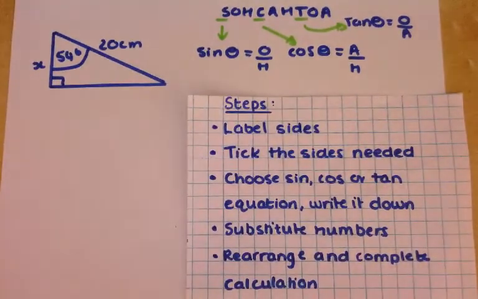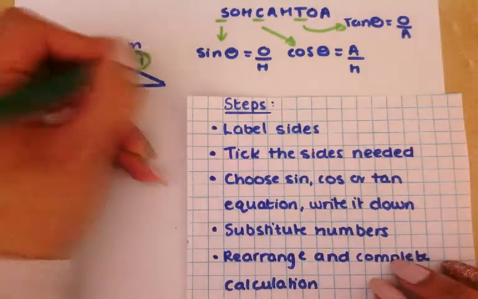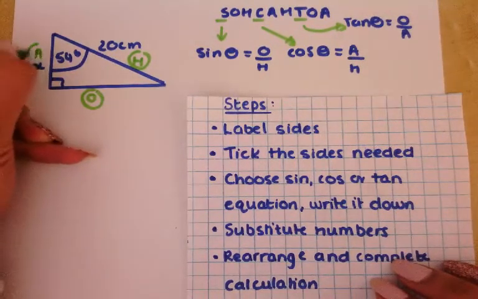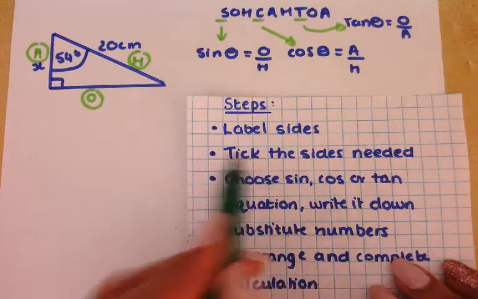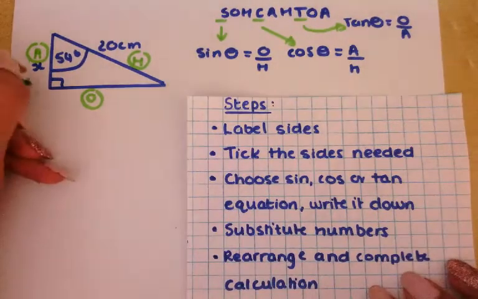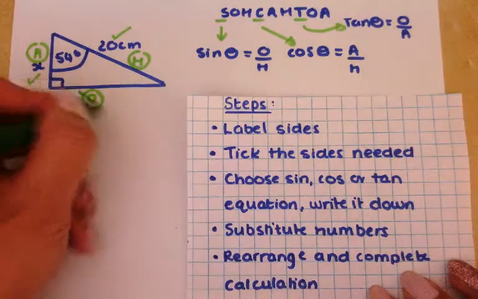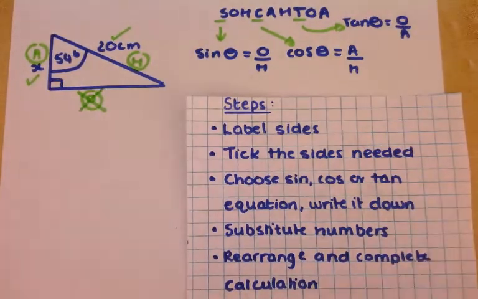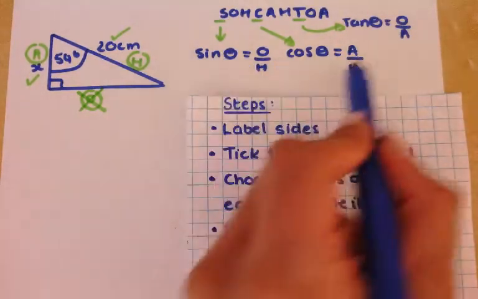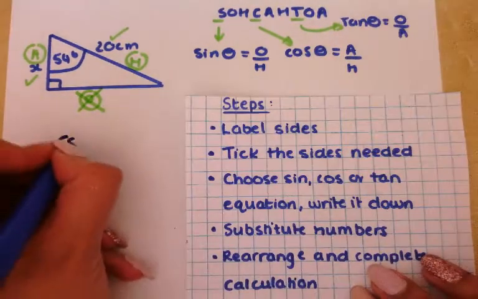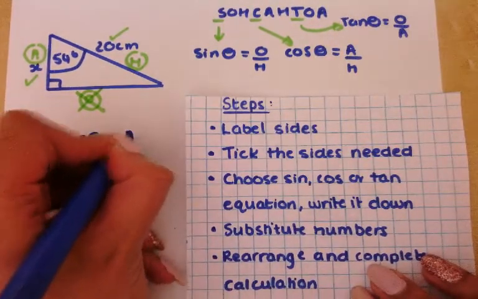So the first thing I need to do for this one is label the sides. This is a hypotenuse, opposite the 54, adjacent to the 54. I've done that. I'm going to tick the sides that I need. So I need the one with the x on, and I need the hypotenuse. This calculation has got nothing to do with O. So this is to do with A and H. Which one of those ratios is to do with A and H? It's cos. So I'm going to write down cos theta is A over H.